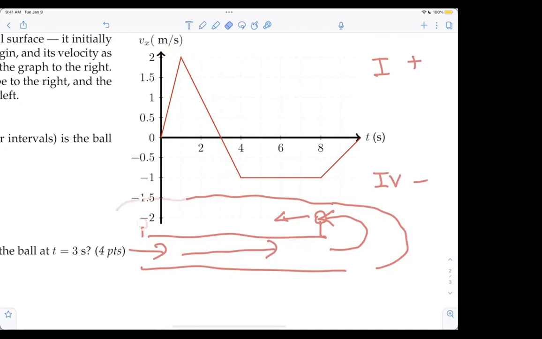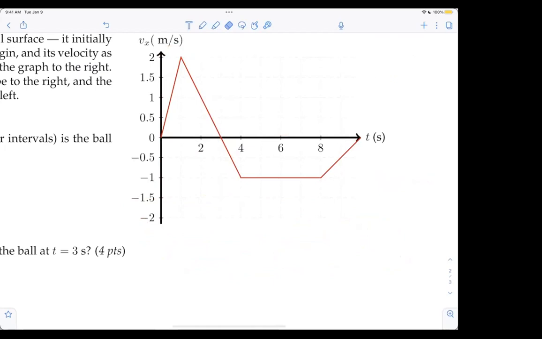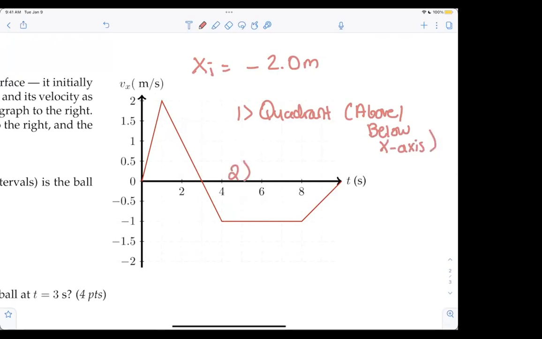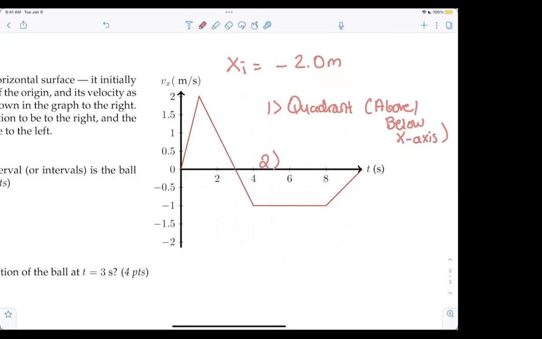But yeah, if we were to just sum things up when looking at these graphs, there are two components. One component is the quadrant, right? Above or below the x-axis. So you look at that first. And then second of all, you're looking at whether your velocity is increasing or decreasing. I don't want to say slope necessarily, but say the direction of the graph.